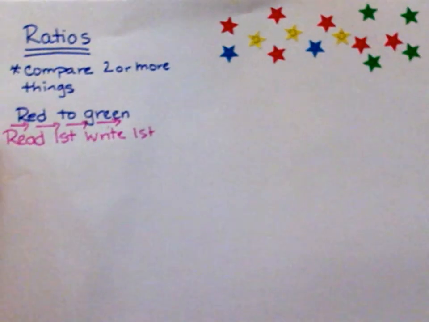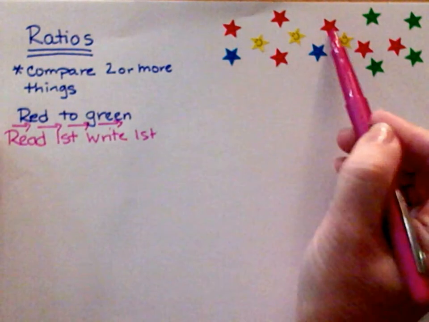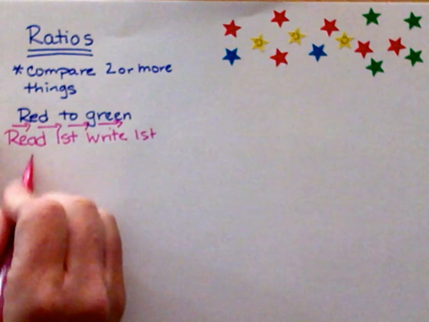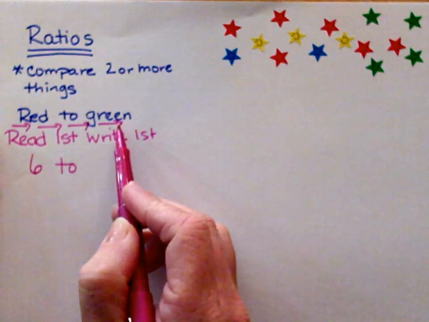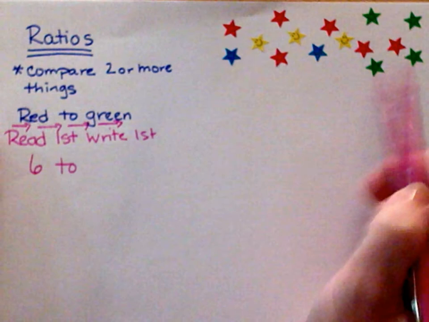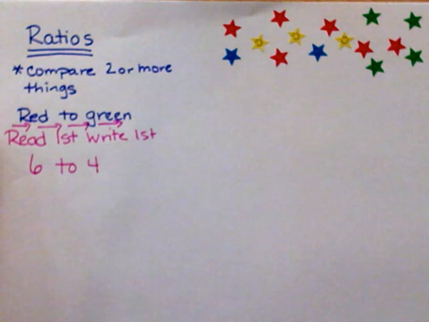So if I am reading the word red first, it will be the first number that I write. So I'm going to count over here, red stars: 1, 2, 3, 4, 5, and 6. I would have 6, the word to, and then I want to count green: 1, 2, 3, and 4. So my ratio of red stars to green stars is 6 to 4.